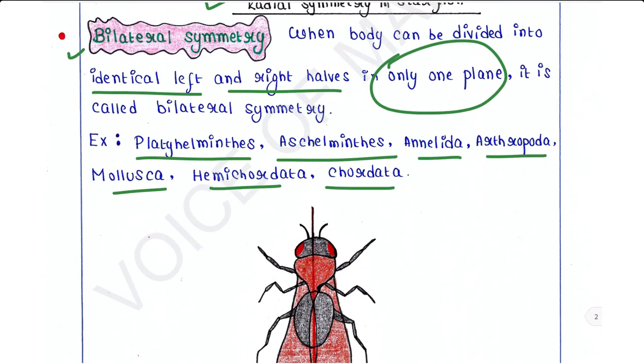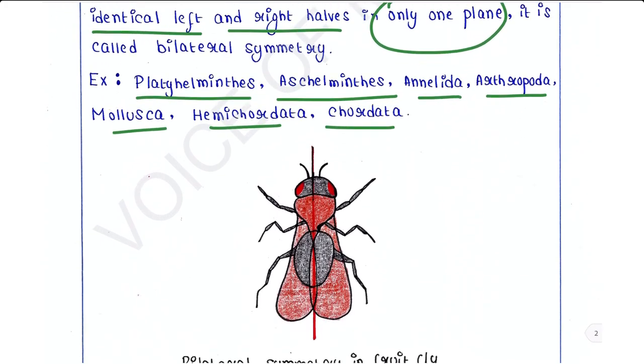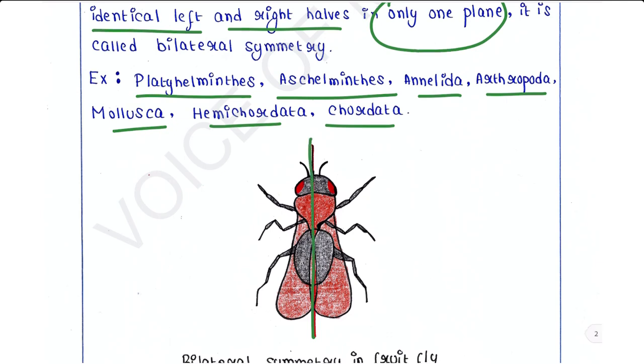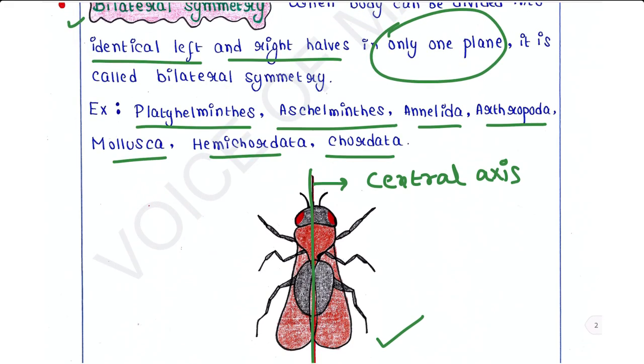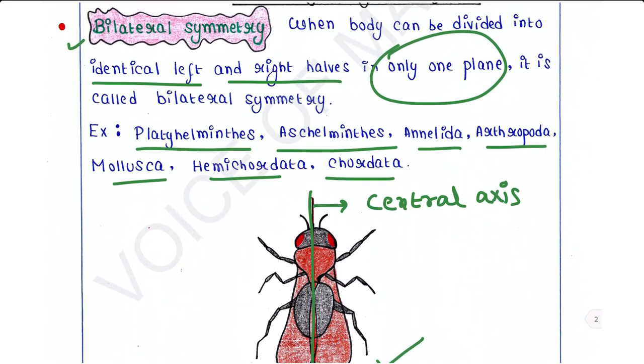So here suppose this is the central axis of this fruit fly. Here I am showing you the bilateral symmetry in the fruit fly. Now here this is the right part of the body, this is the left part of the body.